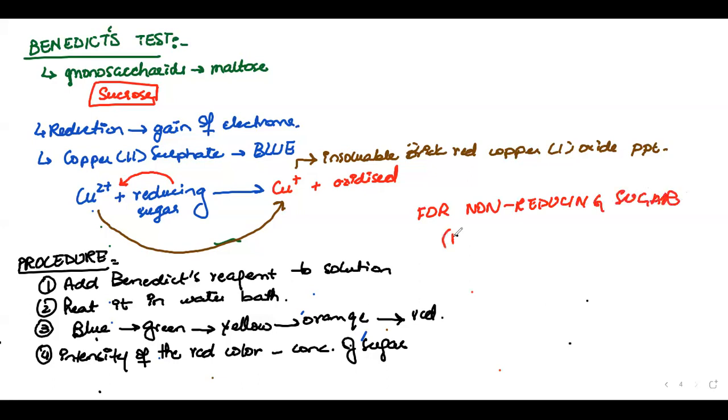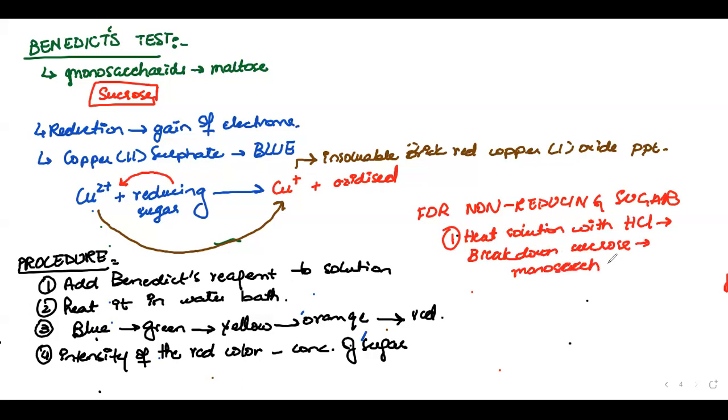We will have to start by heating up the solution with hydrochloric acid. So we will have to add HCl first in the solution and then we will heat it up. The reason we added HCl is to break down our sucrose into our monosaccharides. So we will break down our sucrose into monosaccharides, right?